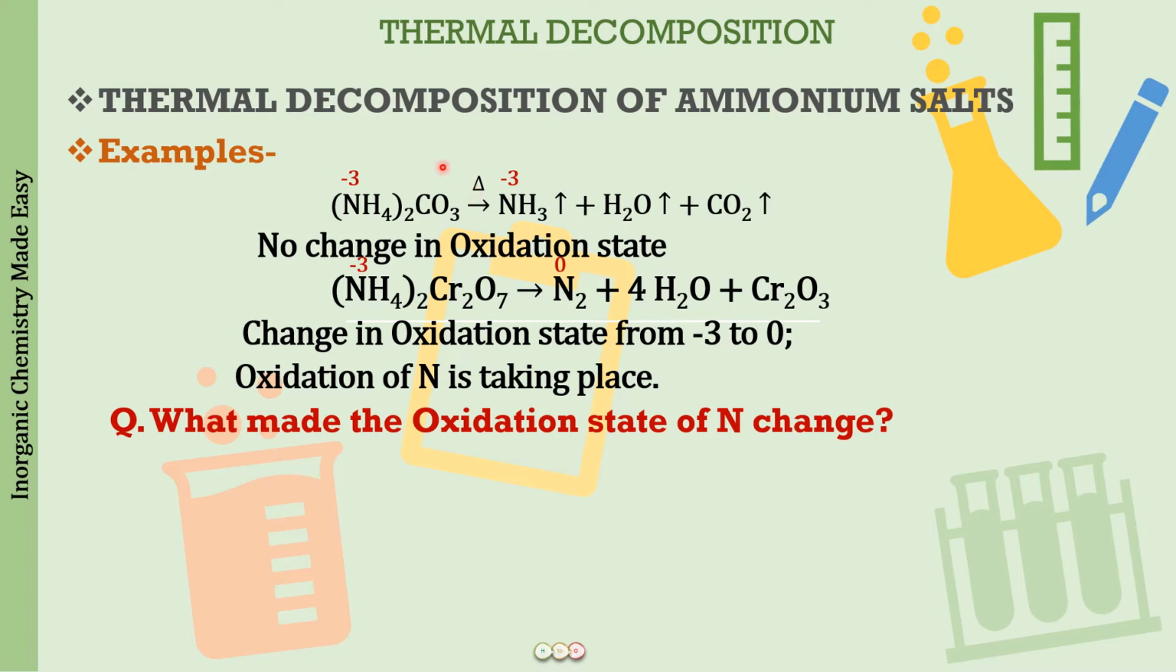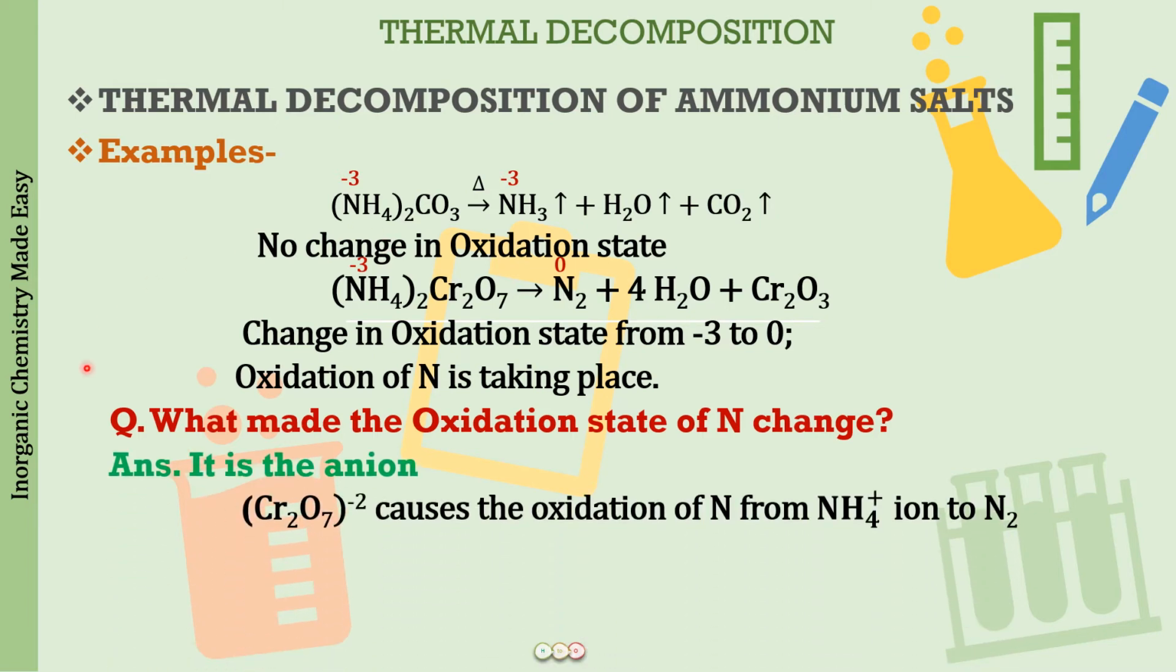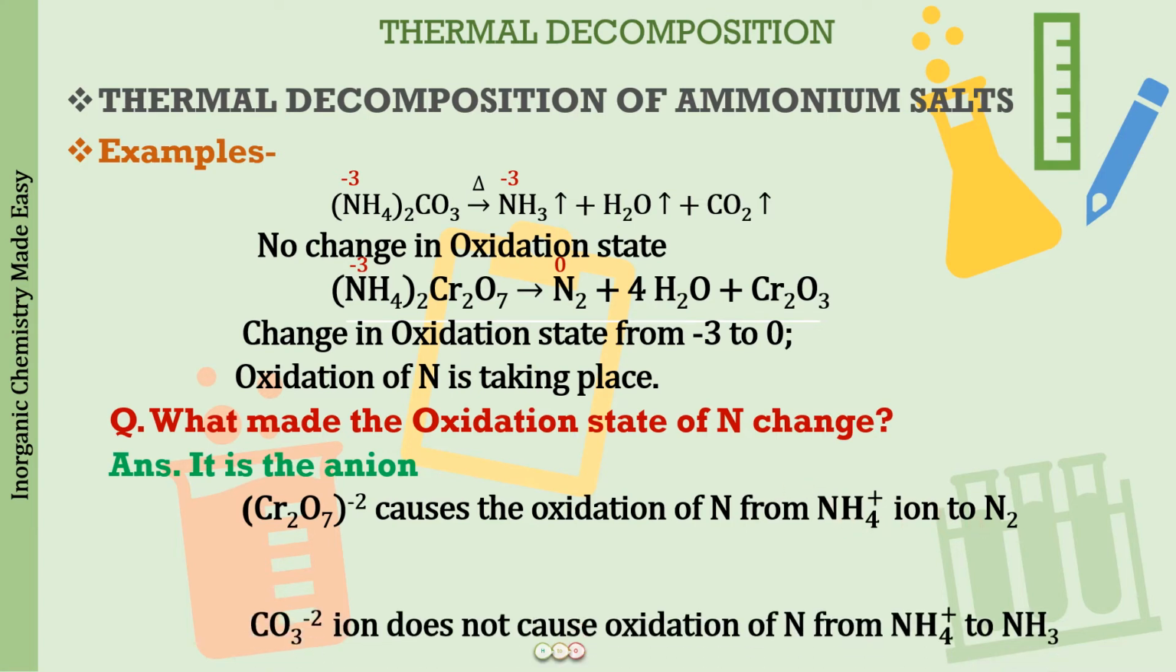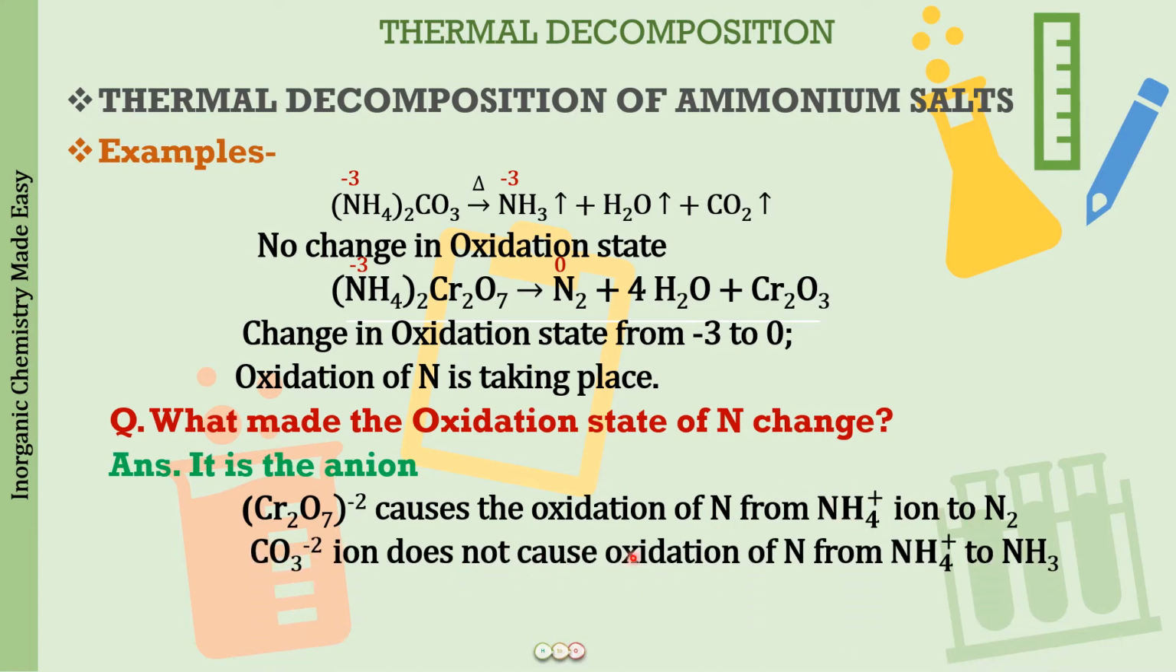So the change in the oxidation state of the cation is caused by the anion. For example, the dichromate ion, Cr2O7 2-, is causing the change in the oxidation state of nitrogen from the ammonium ion to nitrogen, whereas the carbonate ion is not causing the oxidation of nitrogen from the ammonium ion to NH3. So there is no change in oxidation. What this means is that if we understand these anions in better detail, we are going to very easily learn the products that are going to be formed. Let me explain how.